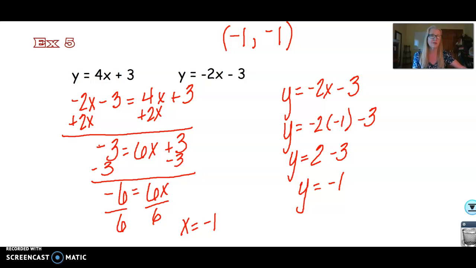So tomorrow, look for the practice to pop up in Edge Elastic. It's 10 questions. Solve them just like this.